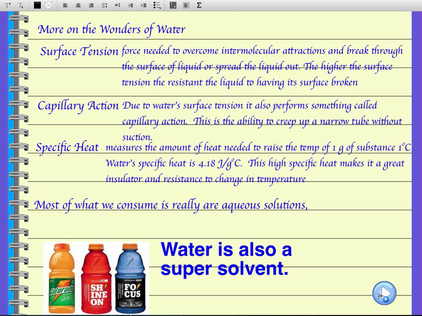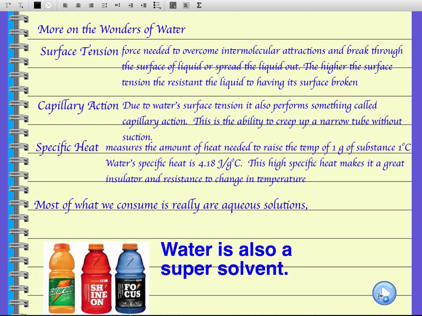Now, the other thing is the high specific heat. Water is a great insulator, so if you're near a large body of water, it stops your temperature from fluctuating too much, and it takes a lot of energy, about 4.18 joules per gram per degree Celsius, to raise water 1 degree Celsius. So that is a really high specific heat, making it that insulator and resistant to change in temperature.